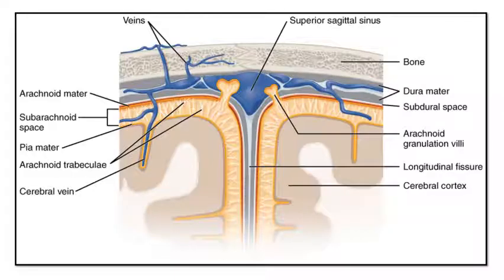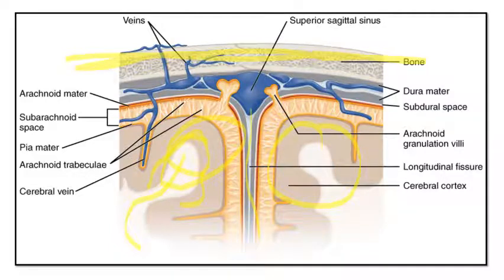All right, here we have a picture of the meninges. So up here we have the skull. We have a frontal section through the skull here. This down here is the brain gray matter. This is the brain white matter. This is the space between the two hemispheres of the brain. So we have two hemispheres of the brain.